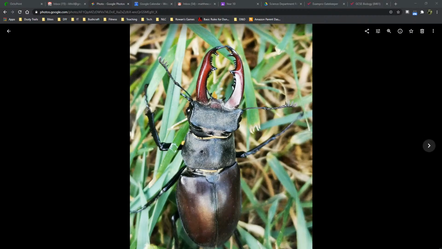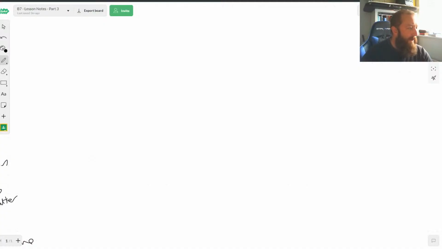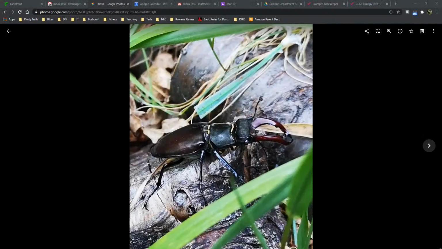Let's have a quick look. We'll just come off that for a minute. I've got a picture of the female as well. No, this was another one of the male on a log. Hang on, let me put this back up again.